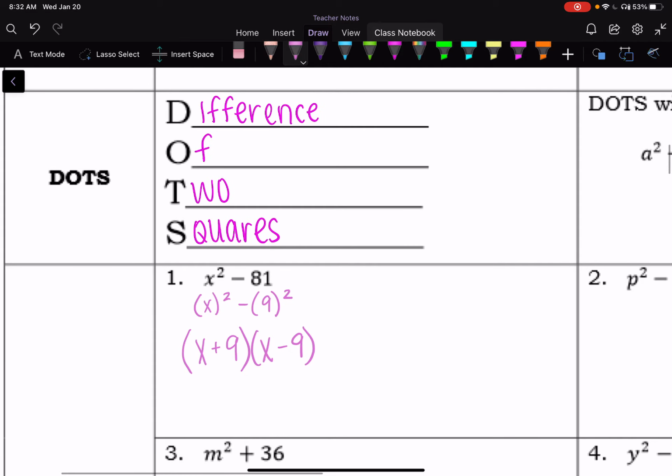One more thing that I want to hit on before we go is difference. Difference is subtraction. So when you have a two-term binomial and you're trying to see if it is a DOTS candidate, it has to have a minus in the middle.